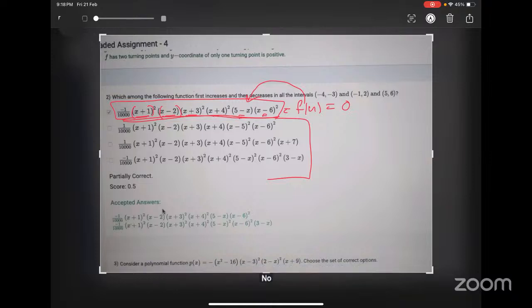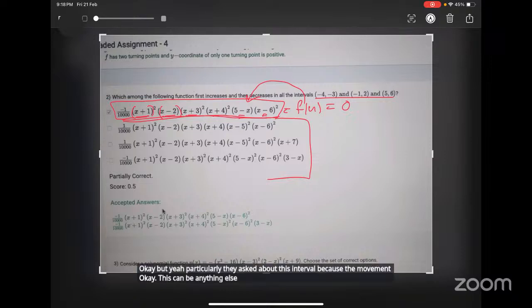No. Here they asked you about the interval. Don't be confused with it. The interval can be anything randomly. But particularly they asked about this interval because of the movement. Okay. Yeah, right. Understood. This can be anything else. No issue in it.